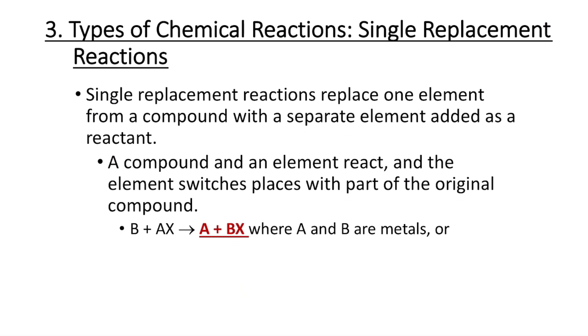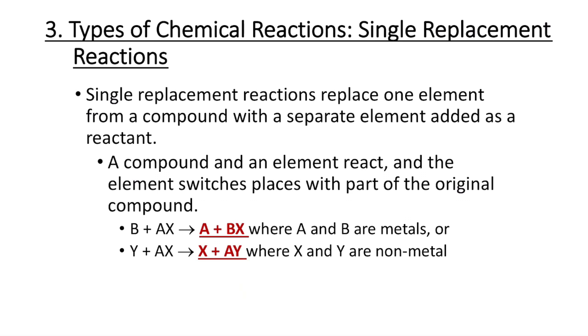If you have a metal coming in and reacting with an ionic compound, which is this first example here, the metal will replace the metal part of the ionic compound. So it basically kicks it out. B is a metal on its own, and A is a metal in the ionic compound with X. So A and B basically swap places. You end up with A on its own, and B is now in a compound with X.